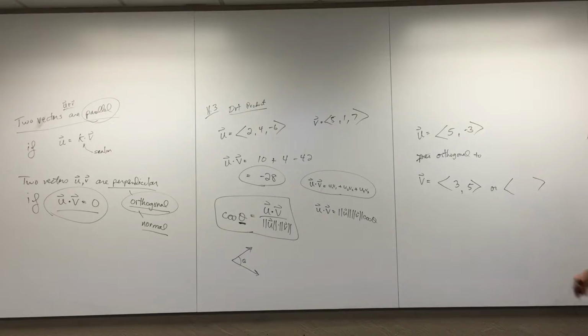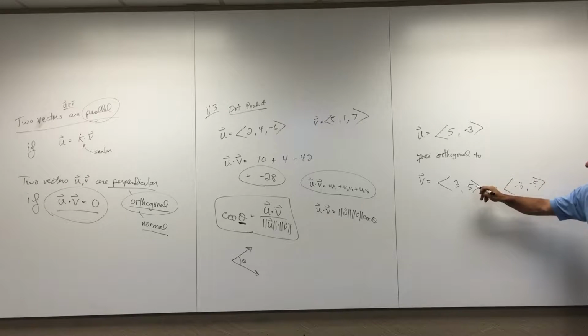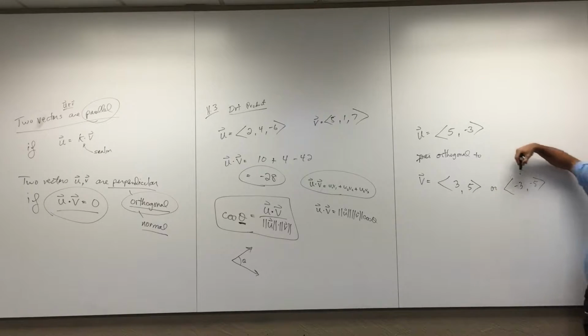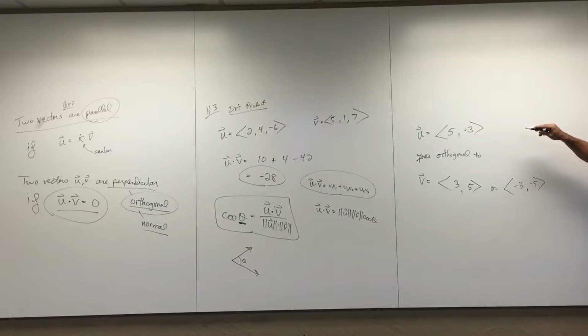Is there another answer? Negative. Oh, the negative of him, which would be negative 3 and negative 5. Hang on, because that would be negative 15 and positive 15. Yeah, that would be 0. Right. In 2 dimensions, there should be 2 answers, I suppose.